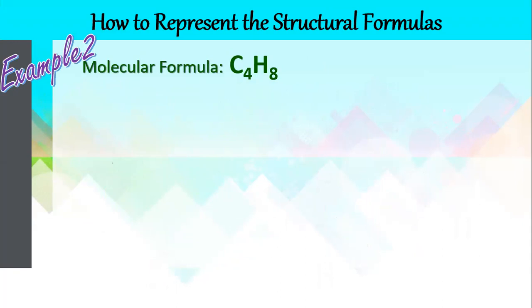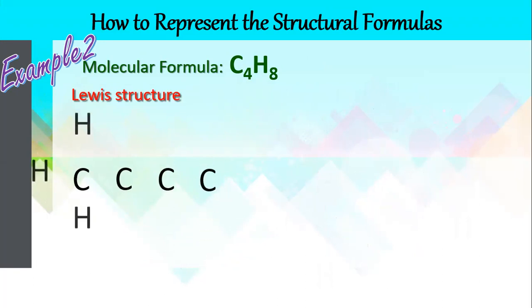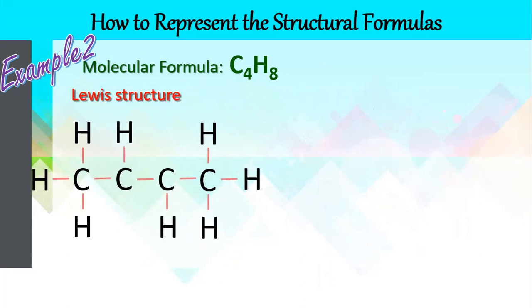So our next example is butene, C4H8. For the Lewis structure, we have four carbon atoms, and then we have eight hydrogen atoms, and they are connected with bonds. So are we good?